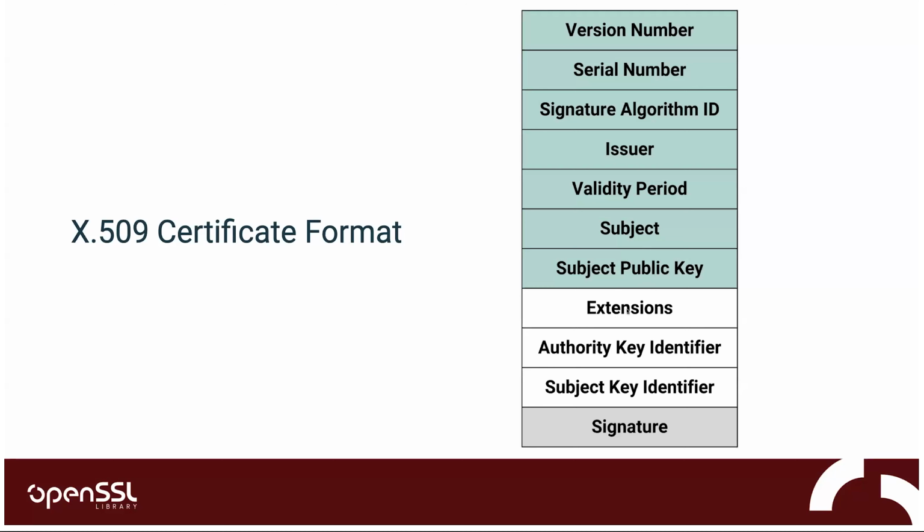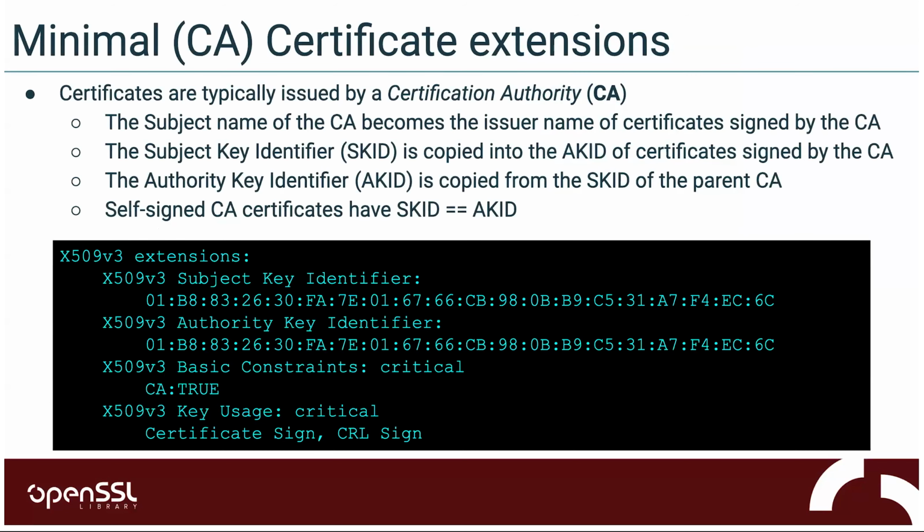So the extensions are important, but they weren't part of the original specification. They were introduced later, but are now essential ingredients in every certificate. The authority key identifier and subject key identifier are also extensions, and they're important ones that we'll cover next. And finally, the certificate is signed by its issuer. The signature covers all of those other fields, including the extensions. Okay, so extensions.